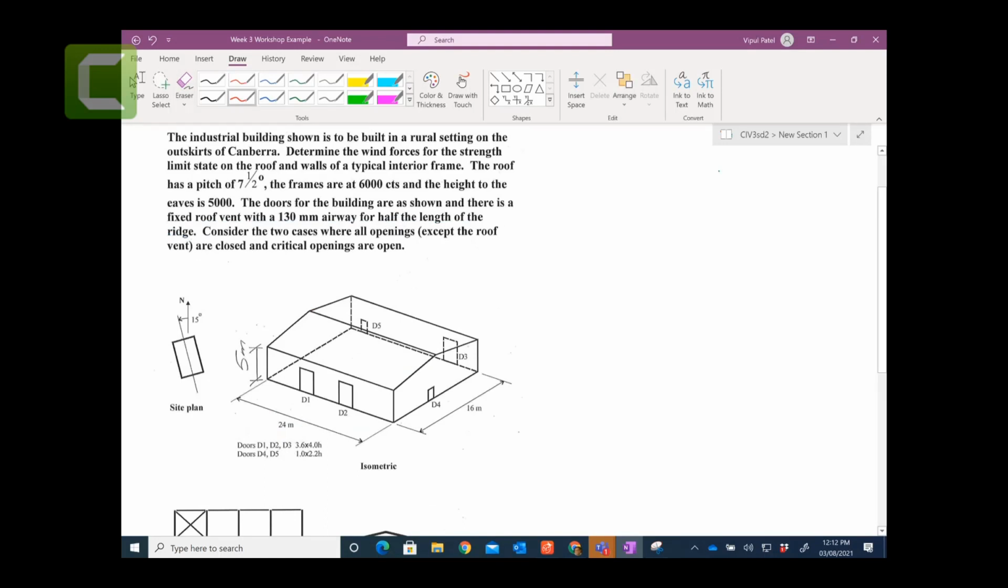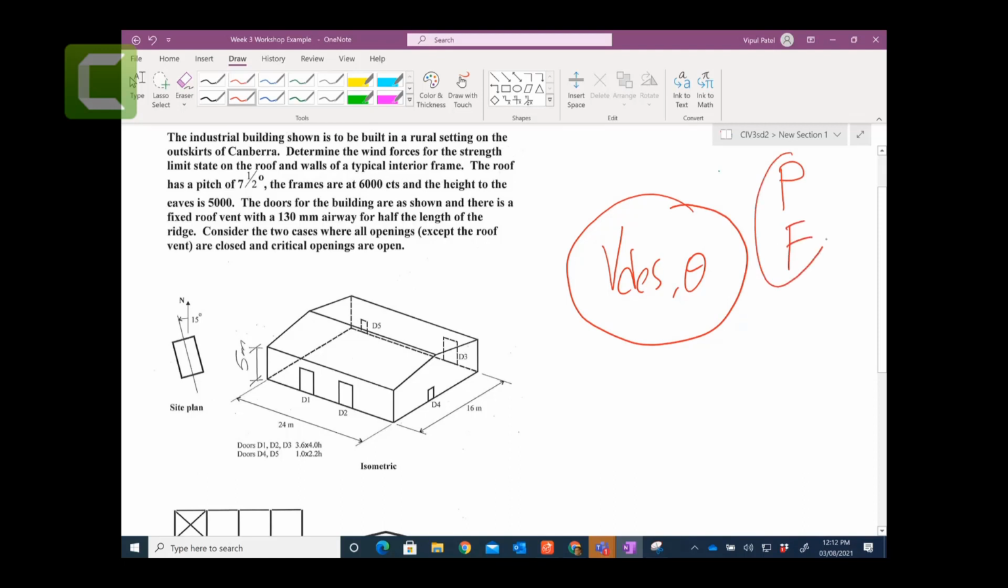So today we are not going to finish the whole example. We will just calculate the design wind speed. Because there are two kinds of parts: first we calculate the velocity, the design wind speed, and then we calculate the pressure and then the force. So this will come next week. This week we just stop at the one equation that we are going to go through.